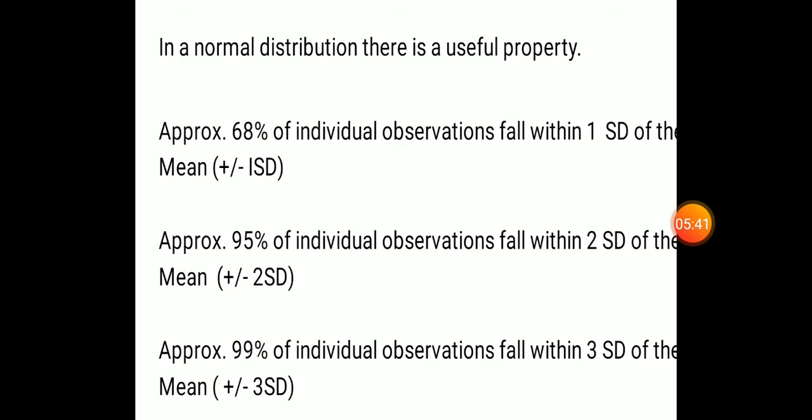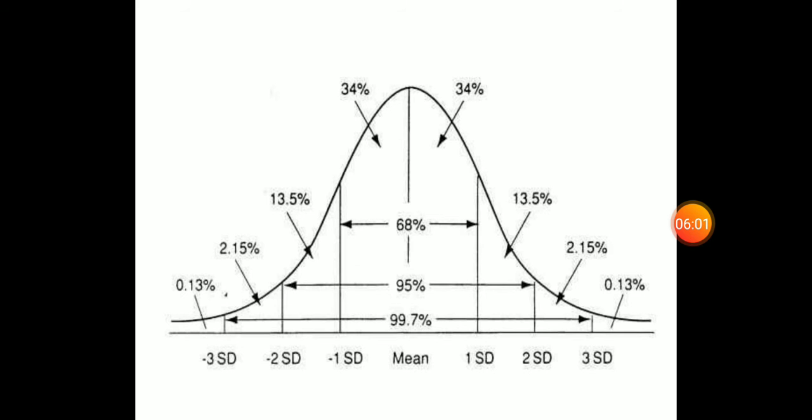So which are the properties of a normal distribution? Normal distribution is a symmetrical, bell-shaped curve. Mean, median and mode coincide, and 68% of the observations will be in the range of mean plus or minus standard deviation, 95% in the range of mean plus or minus 2 standard deviation, and 99% within the range of mean plus or minus 3 standard deviation. This is how the normal curve looks, and it explains the confidence limit also.